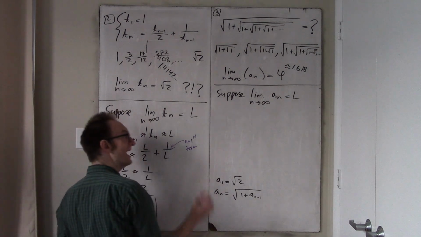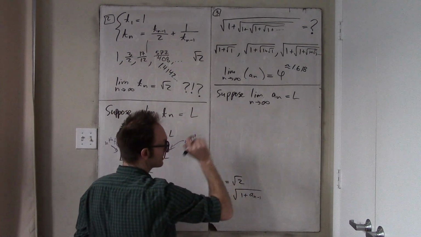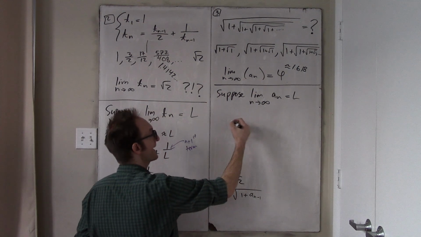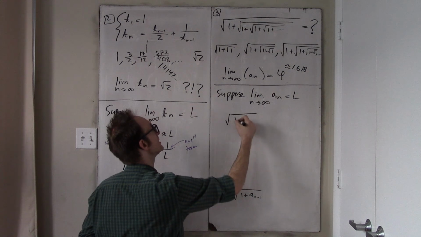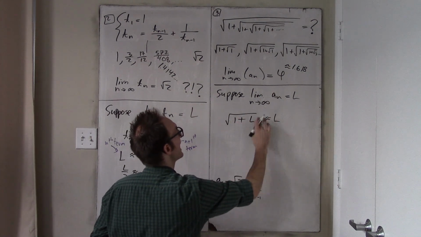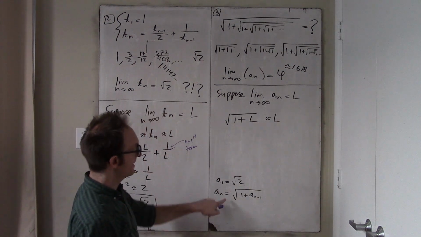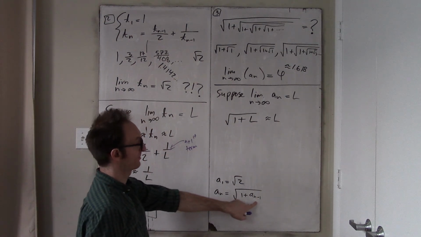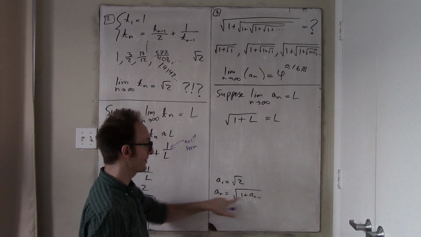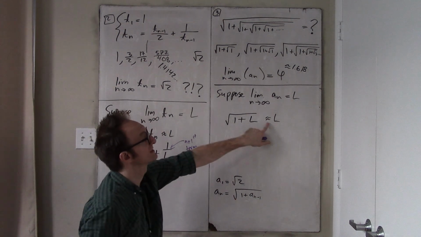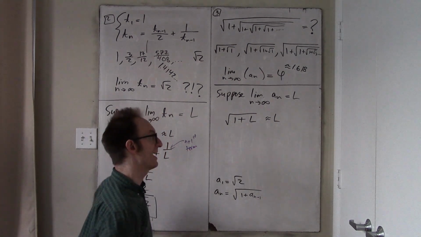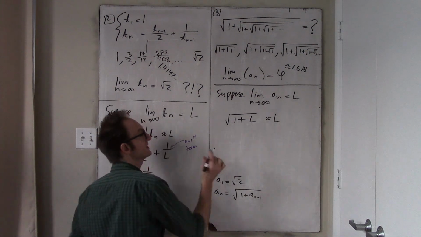Okay, well, if that's the case, then L must satisfy the condition that when I take the square root of 1 plus L, what I get back again is basically L. Because that's how I generate the next term. I take the previous term, L, I add 1 to it, I take the square root of that, and that's how I get the next term. But if this sequence has a limit, then the next term is basically just equal to the previous term, L. Okay, so solve this equation.